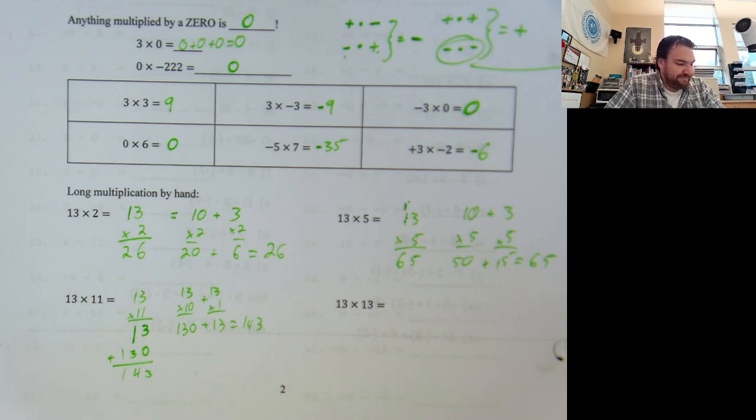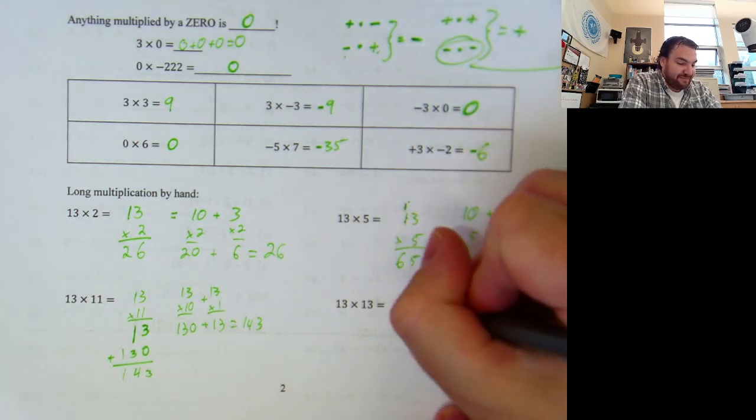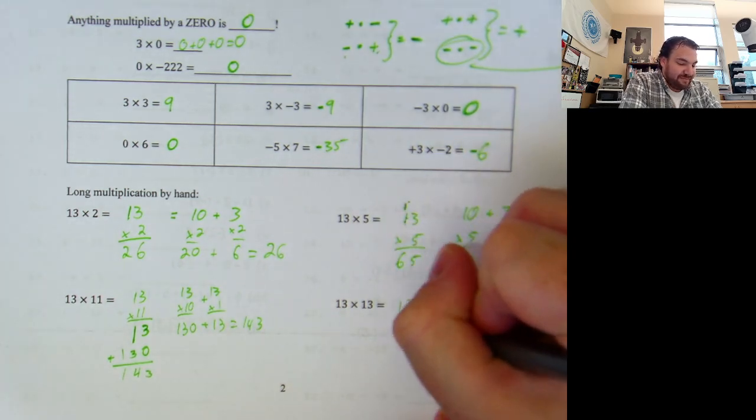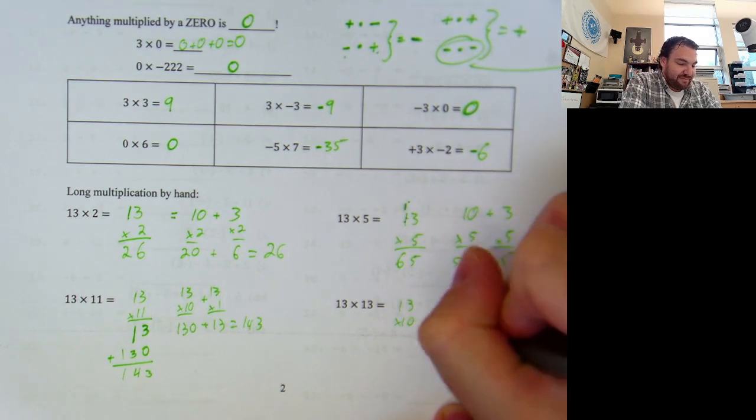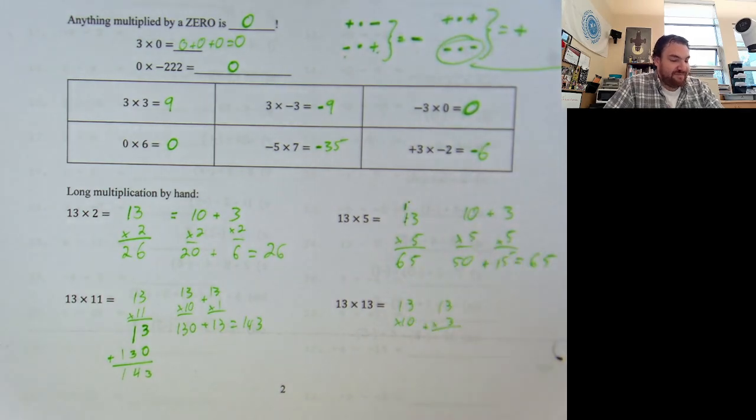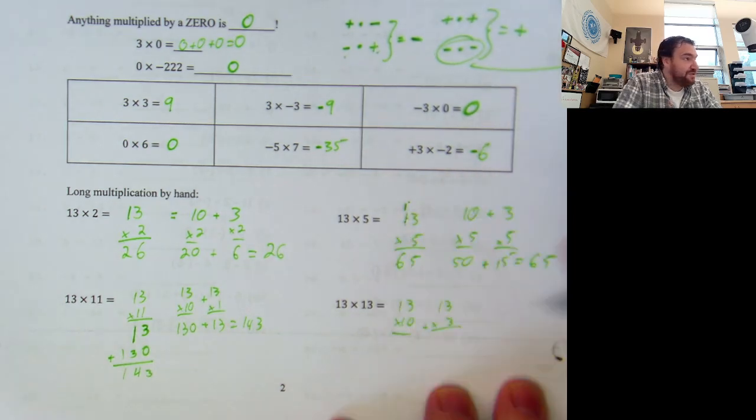Last one. 13 times 13. 169. Yes, it is. Did you just memorize the perfect squares? No? Okay. How'd you do it? 13 times 10, 13 times 3, and then you added those results together?